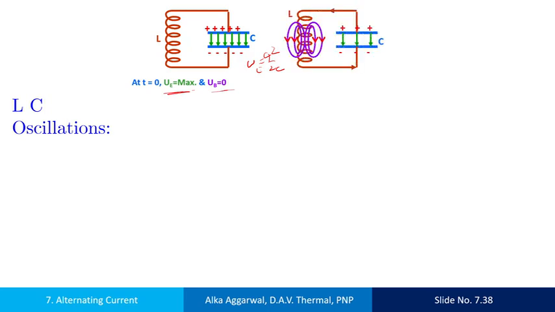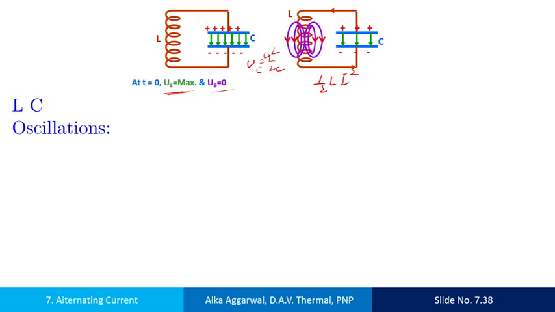Now, as the capacitor starts to discharge, the current begins to flow through the inductor. As the current increases, it sets up a magnetic field in the inductor, and thereby some energy is stored in the inductor in the form of magnetic energy. The energy of the inductor is given as 1 by 2 L i square. At this stage, some of the energy is magnetic and some of the energy is electric.